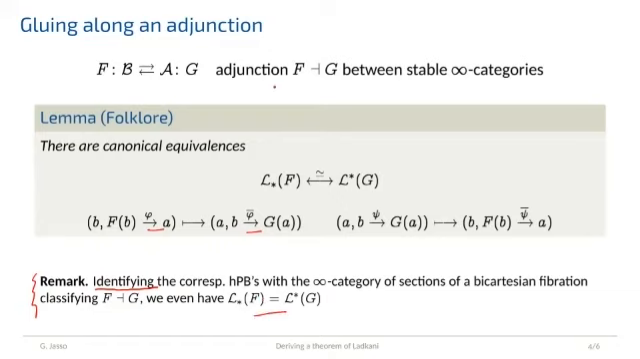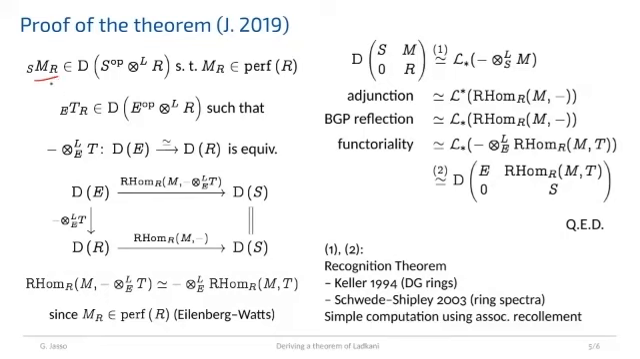So to finish, let me explain how to use these three equivalences to prove this theorem of Ladkani now for dg rings and dg modules. So here was the input data. So there is a dg bimodule over S and R, which is perfect as a dg R module. Here there is an invertible dg bimodule over E and R. So that means that this is an equivalence.